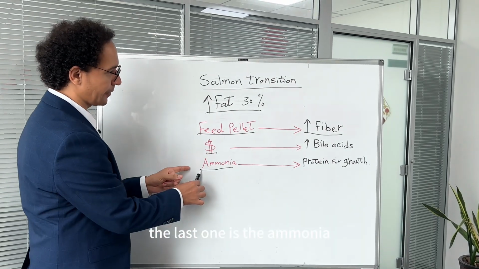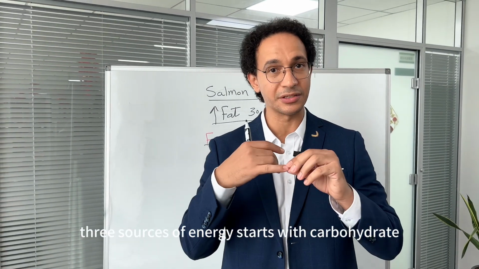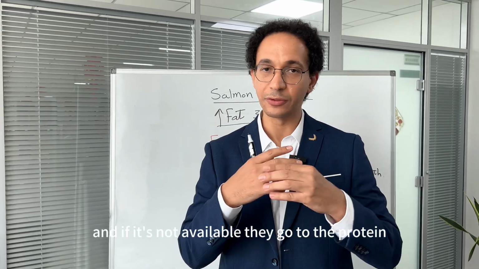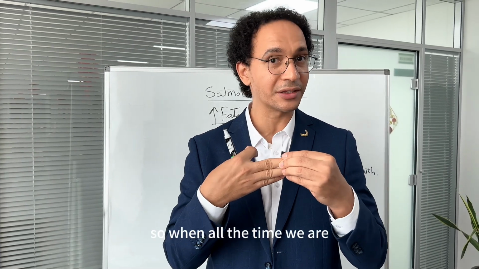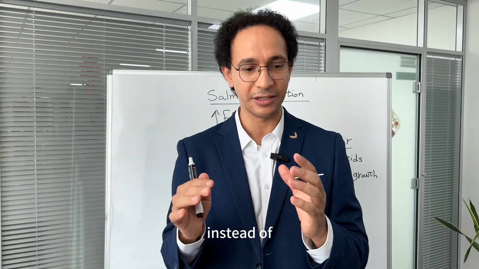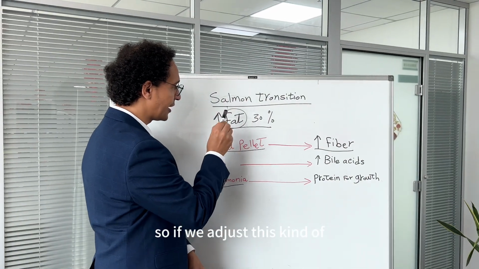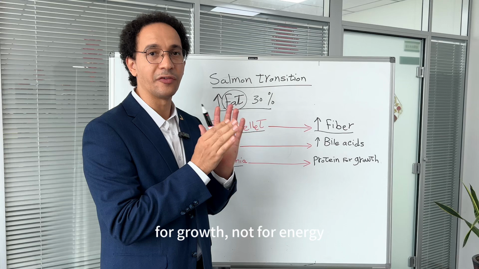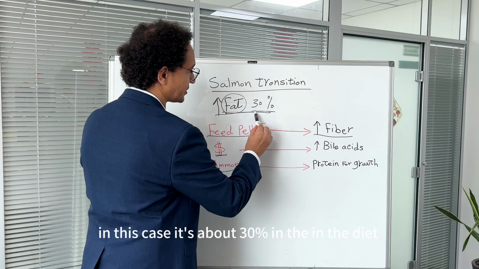The last one is the ammonia. As we know, fish consider three sources of energy. They start with carbohydrate, and if it's not available, they go to fat, and if that is not available, they go to protein. But protein is the most expensive component, so all the time we are trying to spare protein for growth instead of producing energy. So if we adjust the energy sources, we keep the protein for growth, not for energy. In this case, it's about 30% in the diet.